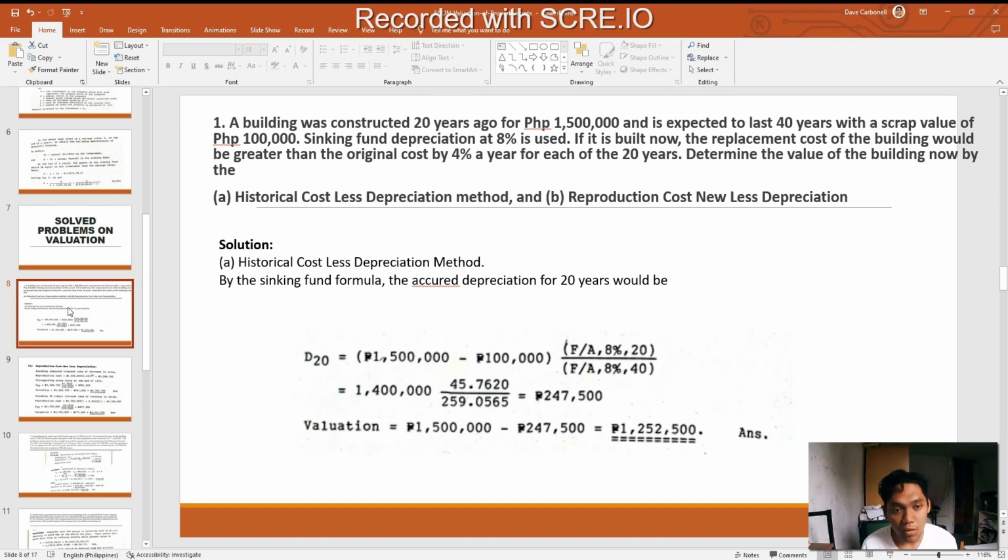If it is built now, the replacement cost of the building would be greater than the original cost by 4% a year for each of the 20 years. Now, determine the value of the building by the A. Historical cost less depreciation method and the B. Reproduction cost new less depreciation.